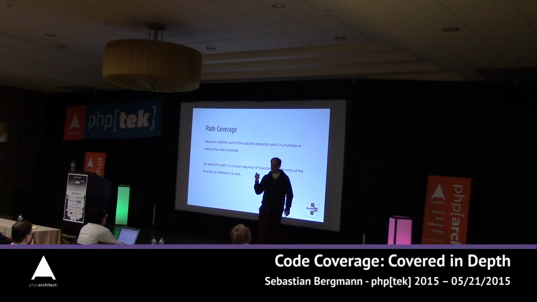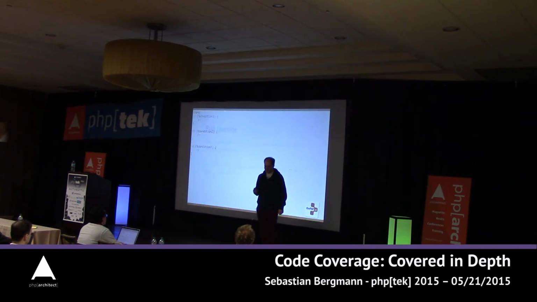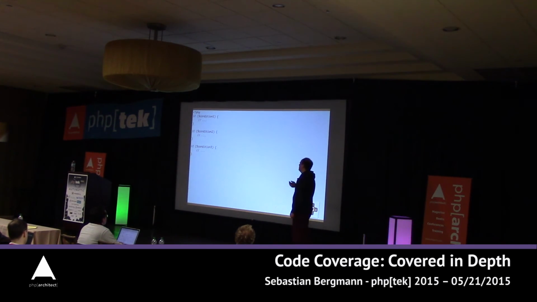So it measures whether each of the possible execution paths in a function or method has been followed. An execution path is a sequence of decisions that I take at the various branching points, from entering the function or method all the way until when I exit it. Sounds complicated. It's actually really simple.